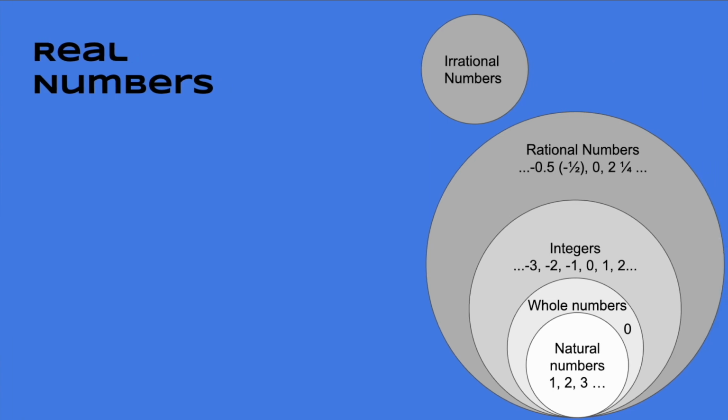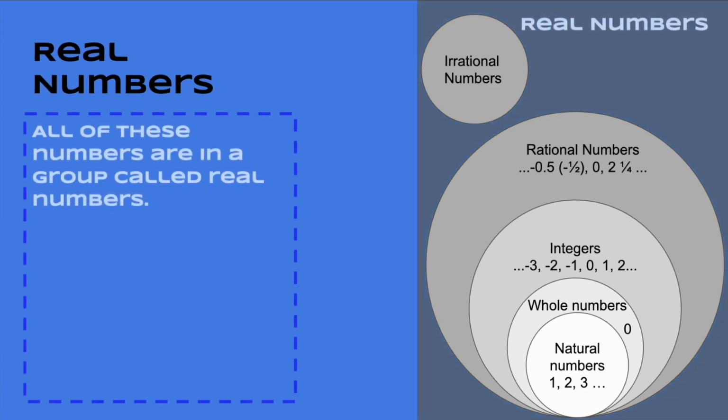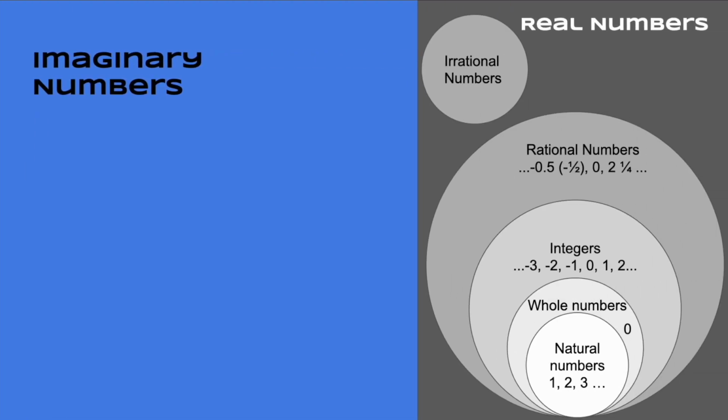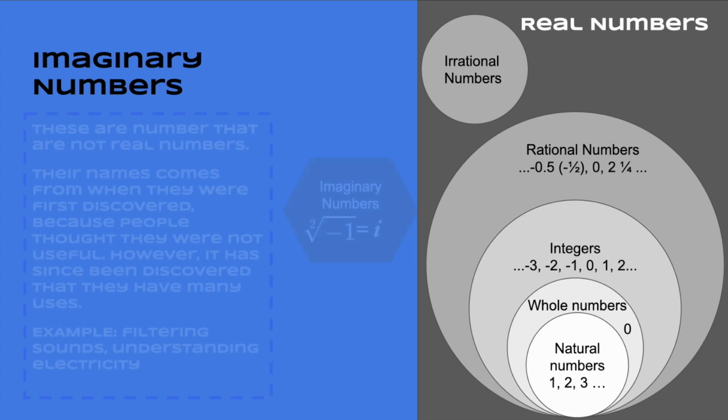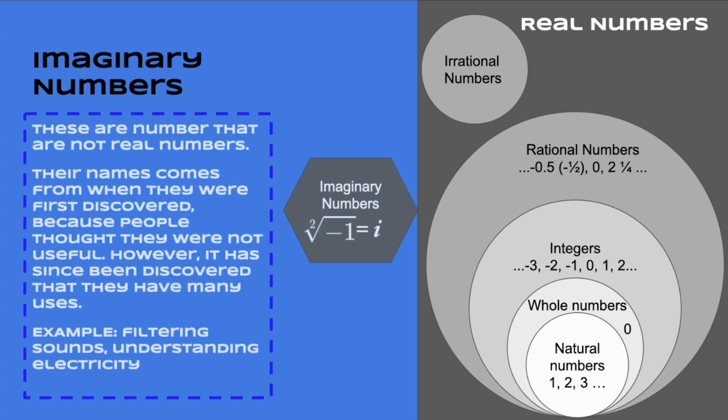Now, all of these are in a group that we call real numbers. Okay, so even though irrational numbers can't be in the rational numbers group, they are still connected by being called real numbers. So what does that mean? It means we actually have a group of numbers called imaginary numbers.